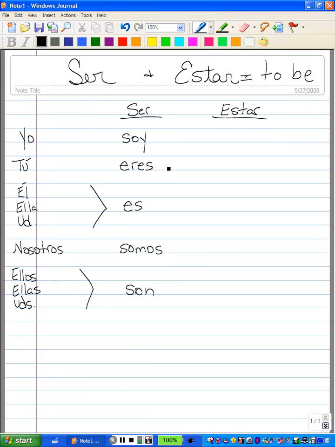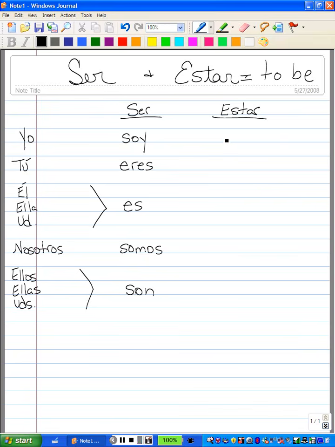Yo soy, I am. Tú eres, you are. Él es, he is. Ella es, she is. Usted es, you formal are. Nosotros somos, we are. Ellos and ellas son, they are. Ustedes son, you all are.